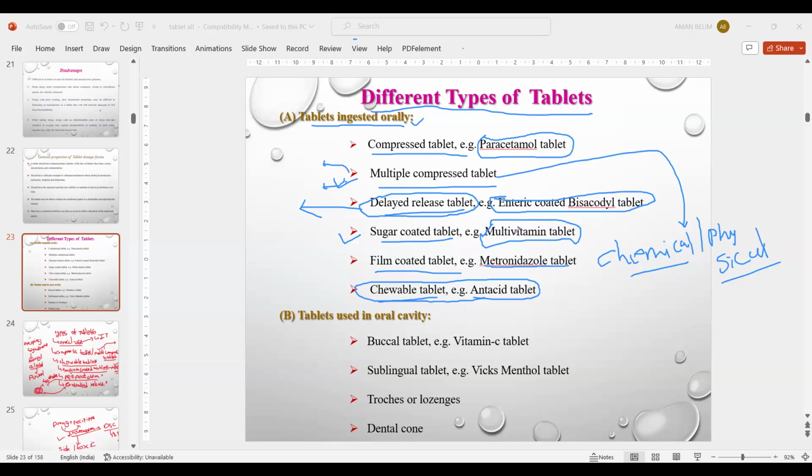Then sugar coated tablet. Most of the multivitamin tablets are sugar coated tablets. Okay, and then film coated tablet. Film coating is done mostly for taste masking. Okay, taste masking and also to protect your tablet from temperature and moisture. For that reason, we do the film coating.